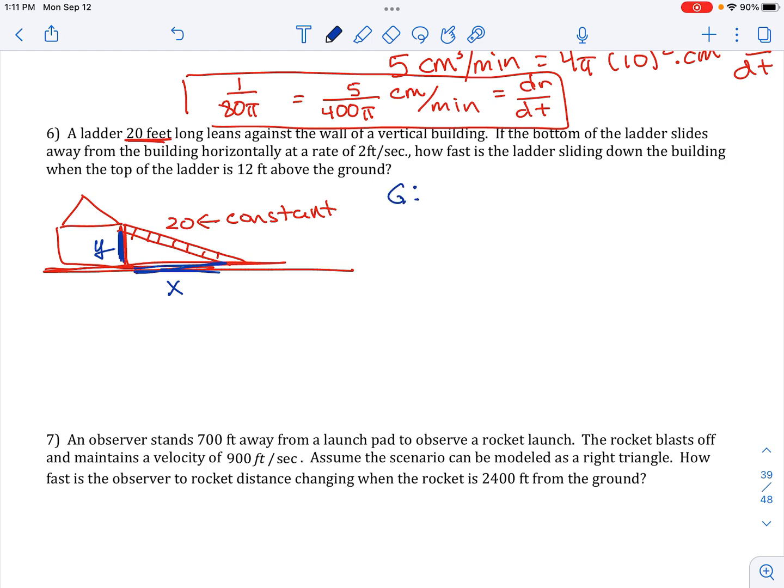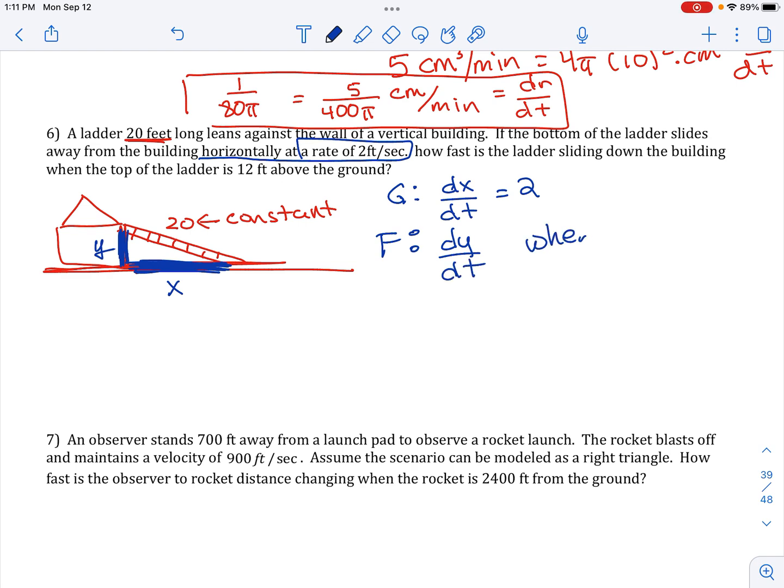The bottom of the ladder slides away from the building horizontally at a rate of 2 feet per second. So this distance, x, is changing. So it is saying dx/dt is sliding away horizontally. So notice this distance is getting bigger, so that's going to be a positive 2. It wants to find how fast the ladder is sliding down. So that's the vertical distance, which is dy/dt.